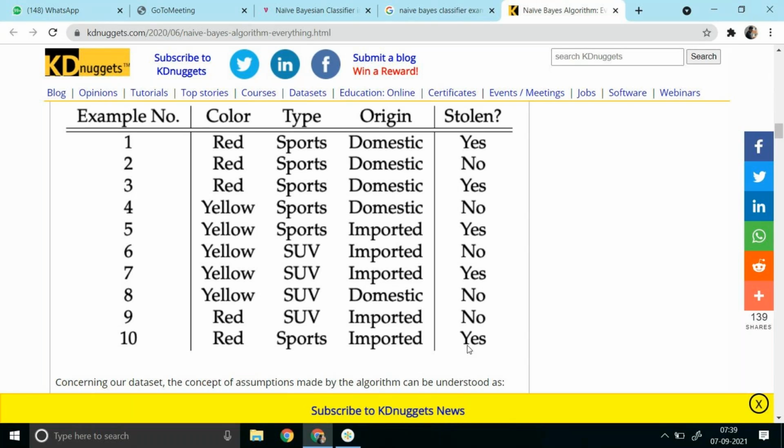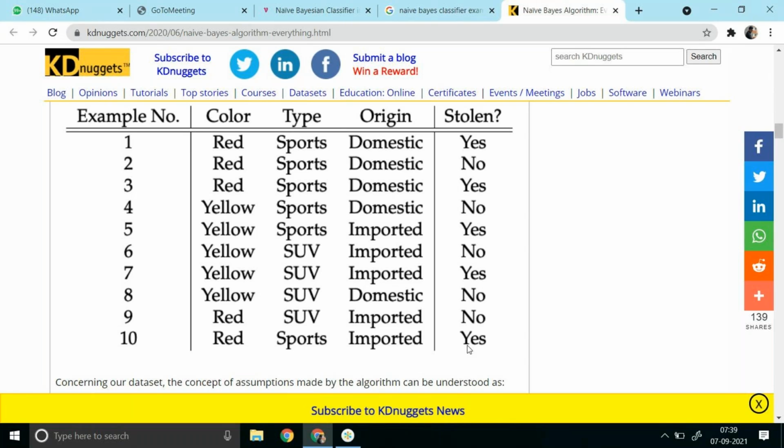Now, 1 of 5 for yes. Now next is SUV, same way. SUV, we have 1 of 5, 1 of 5, and for no it is 3 of 5.